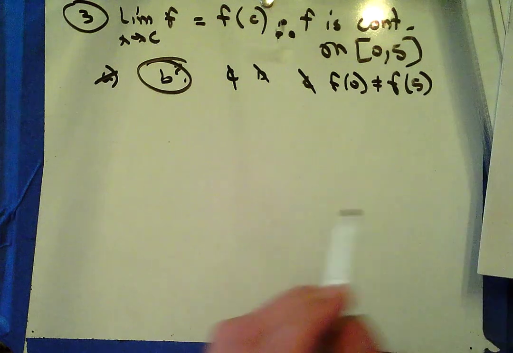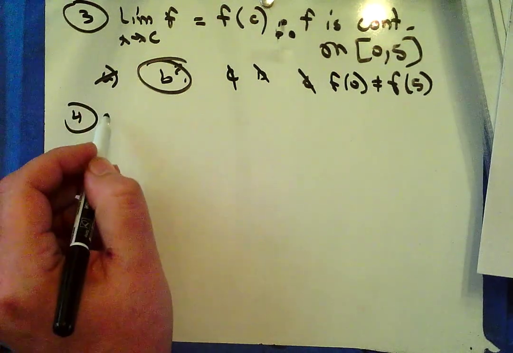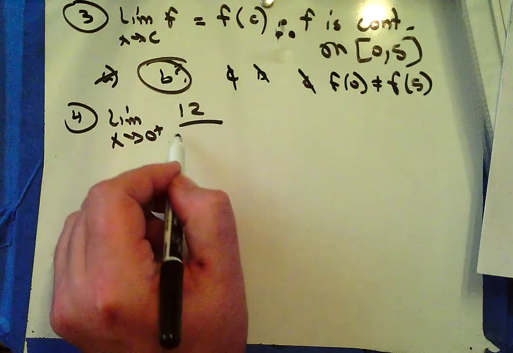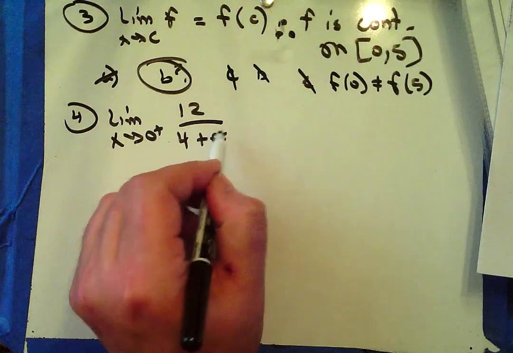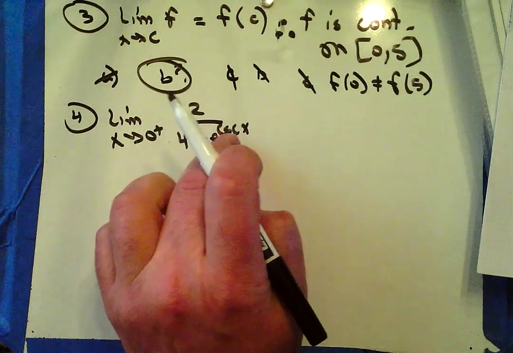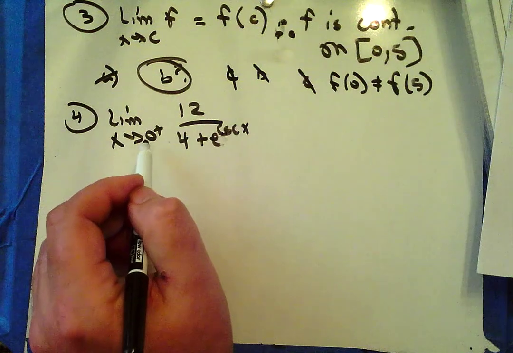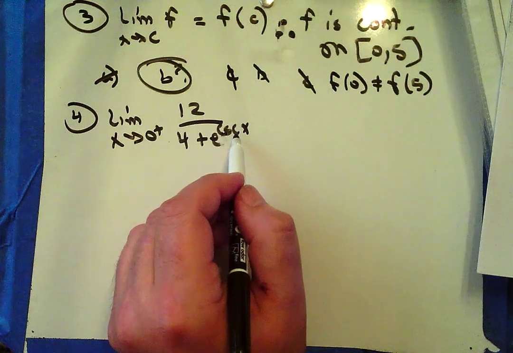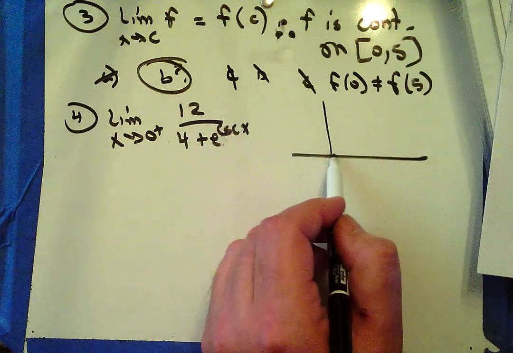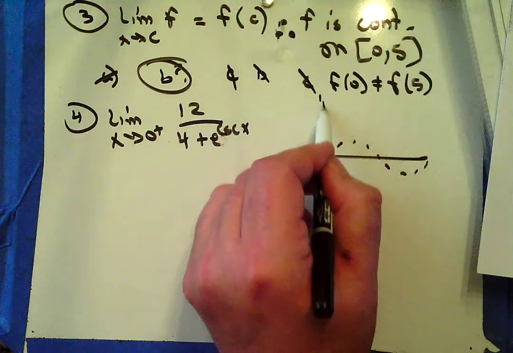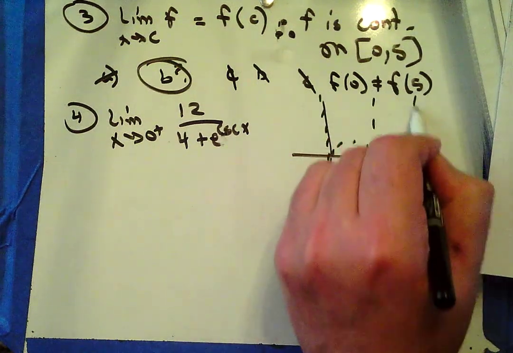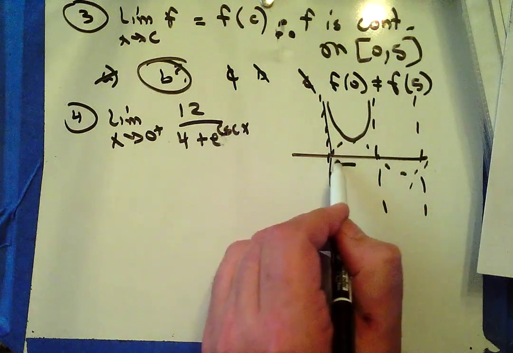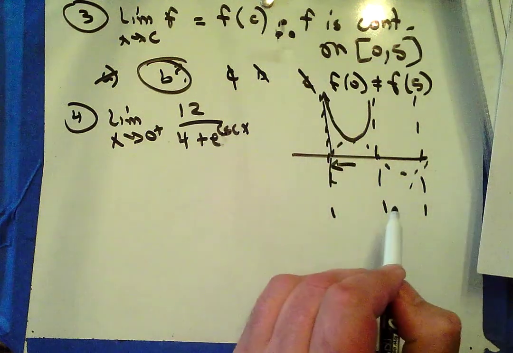B is number 3. 4, we've got the limit as x heads to 0 from the positive of 12 over 4 plus e to the cosecant x. Okay, so if I plug in a 0 here, cosecant of 0, that's infinity. Think about that cosecant graph for a second. Here's sine. Here's vertical asymptotes. And here's cosecant. So as we approach 0 from the positive side, this thing's heading up towards infinity.